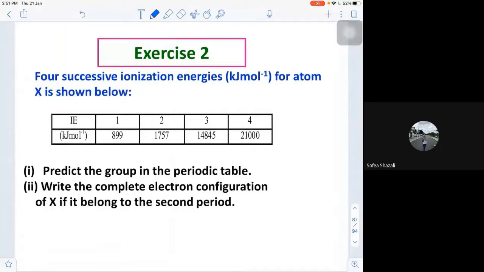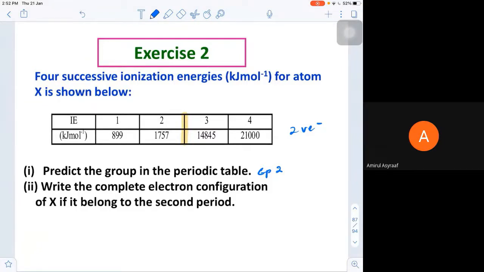Another example: this is the atom of X. We have 4 successive ionization energies. Study the data. Amirul Ashraf, where is your big jump here? From the second to third ionization. Okay, the big jump is observed between the second and the third ionization energy. So how many valence electrons does X have? 2. So what is the group number of this X? It comes from group 2.